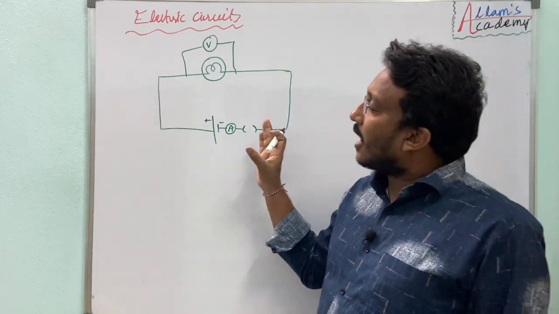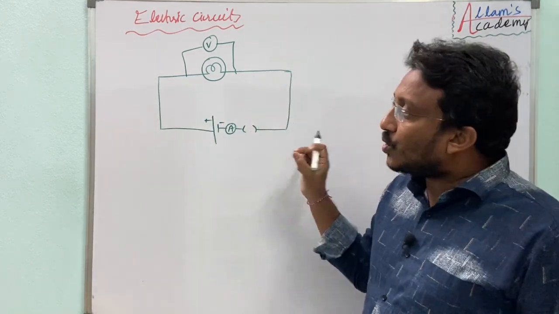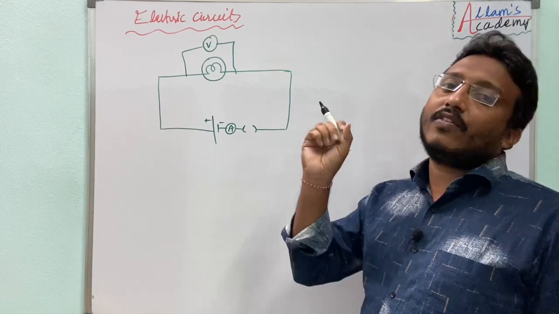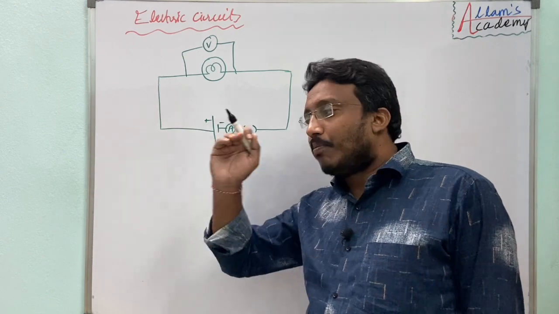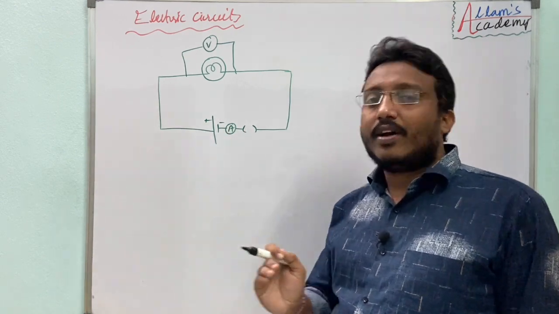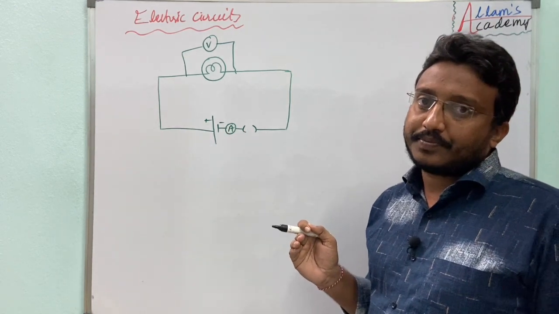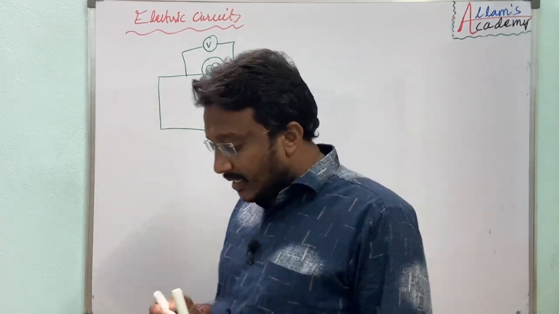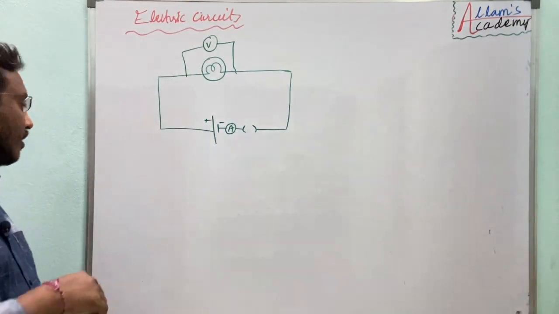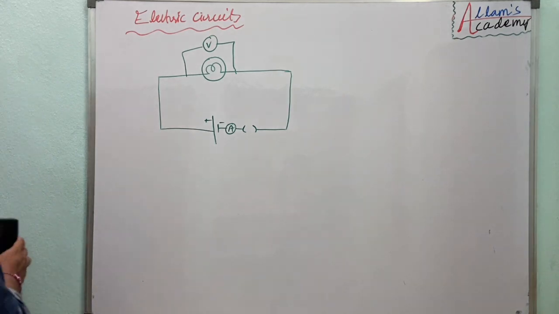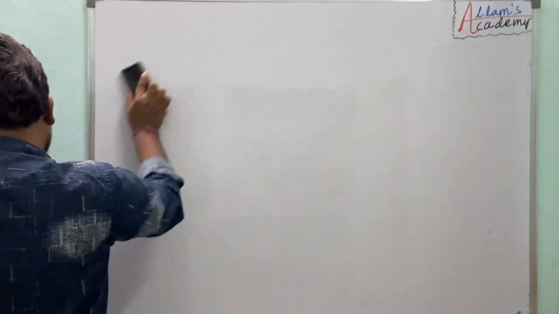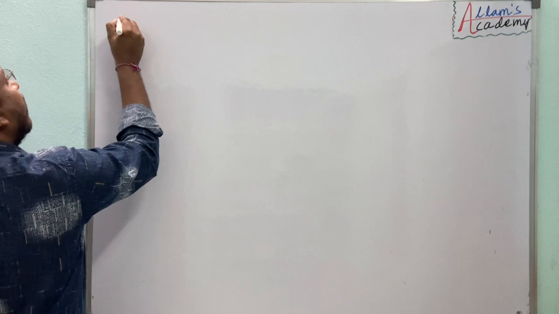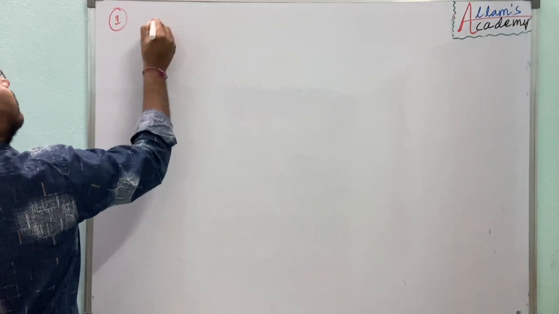So this electric circuit shows the path of flow of electrons. Electric circuit can show us the path of the flow of free charges. Okay, right. These electric circuits are of two types. So we are going to discuss two types of circuits. In the first one, series connection.